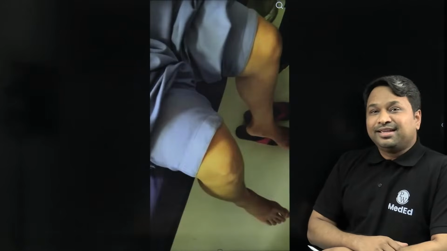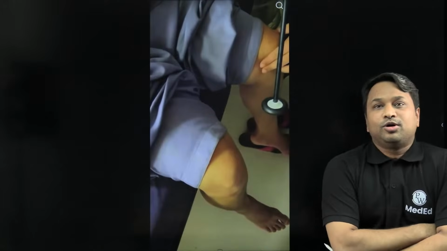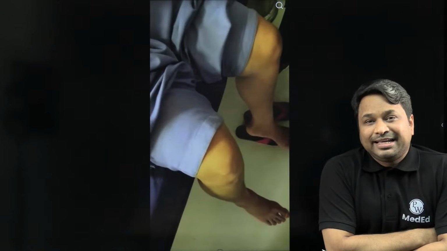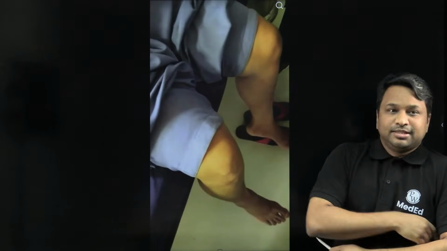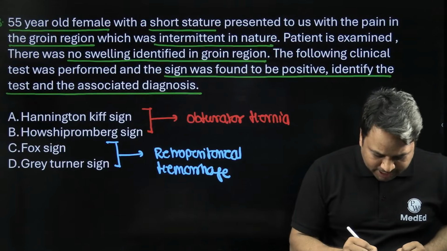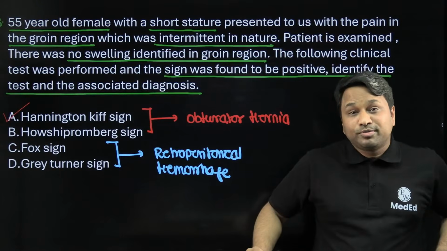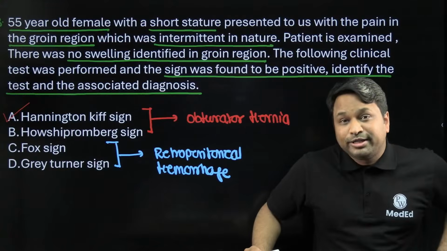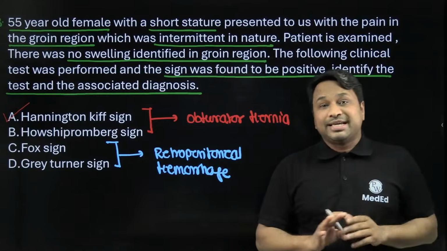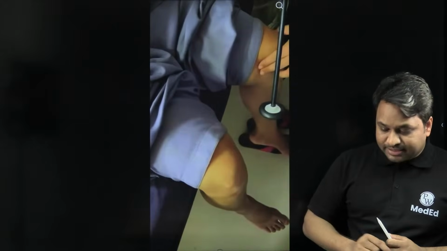It is not the Hausche-Bromberg sign, that is what we are explaining. What sign is this? I'll play it again. I'm tapping on the medial epicondyle and you see there is a jerk at the hip. What sign is this? This is your Hannington-Kiff sign. Okay? What was the Hausche-Bromberg sign? In Hausche-Bromberg sign, there will be shooting pain along the obturator nerve on medial rotation of the semi-flexed thigh. That is your Hausche-Bromberg sign. This is not Hausche-Bromberg. This is your Hannington-Kiff sign.